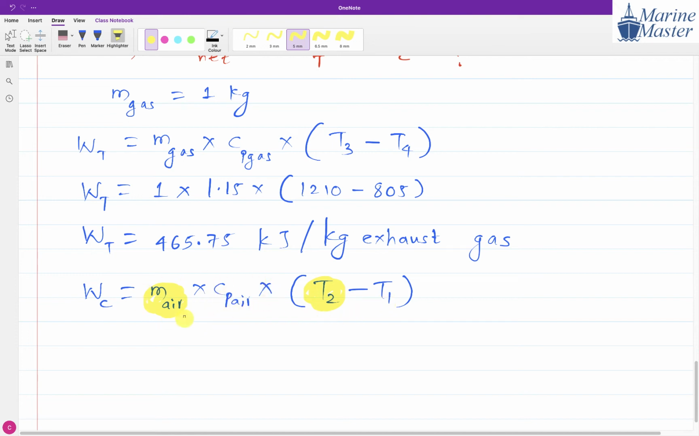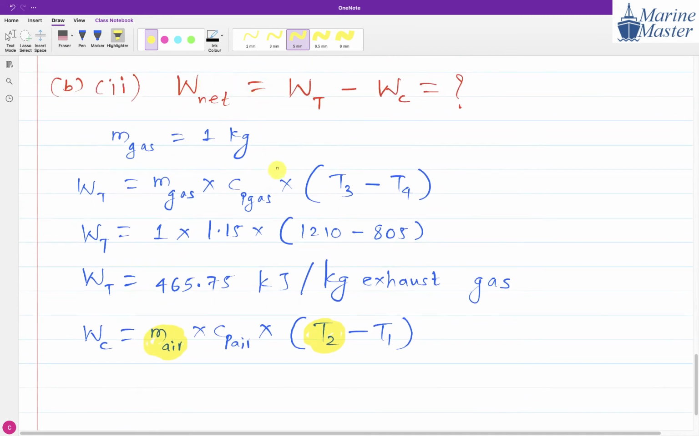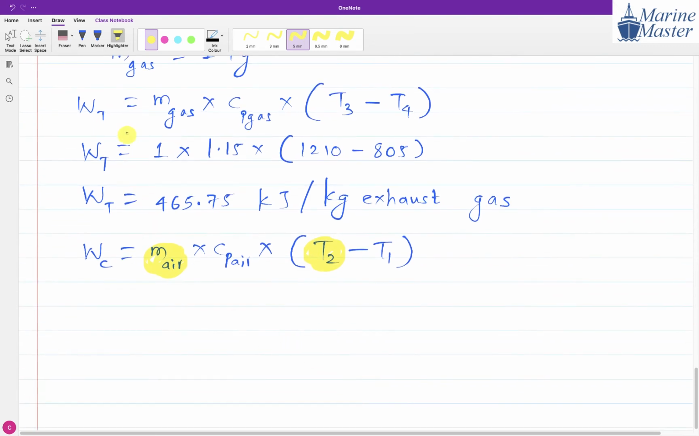So first of all, what is our target, guys? We have to find out W net. For W net, we need Wt and Wc. Wt we just calculated, and the next thing we need is Wc. To get Wc, the unknown things in this equation are mass of air and T2. And how do we get the mass of air? For that purpose, we will use this relation.